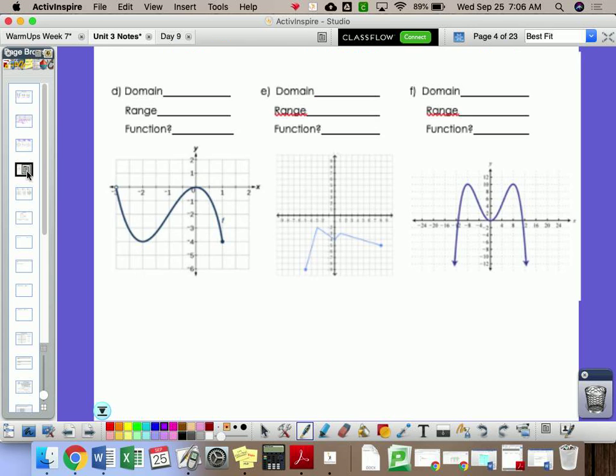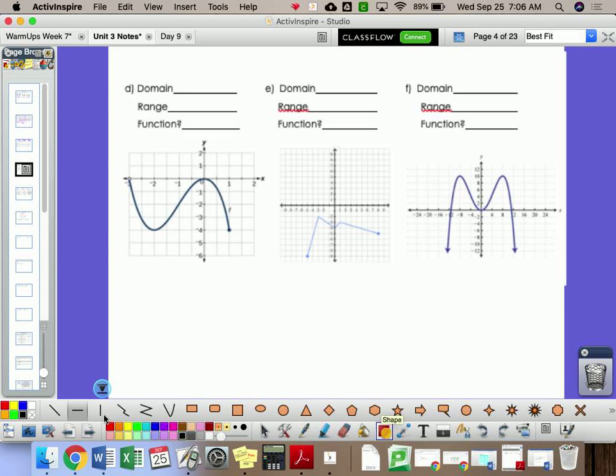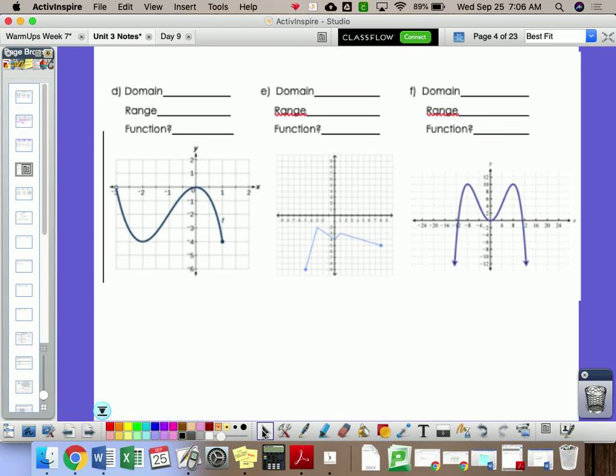Okay, let's look at example D. Okay, I'm going to start with my vertical line. We could also double up when we're doing this with this vertical line right off the bat and see domain and is it a function. So let's do both of those.